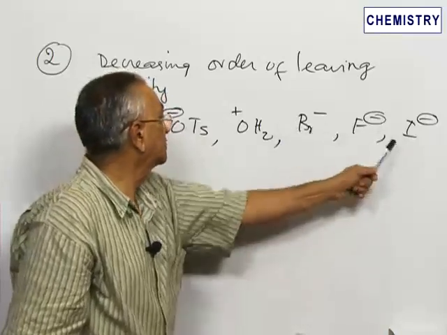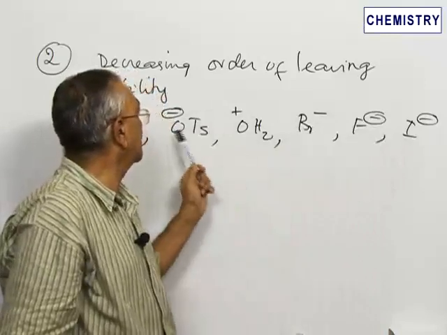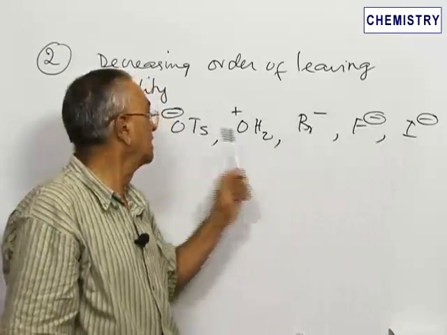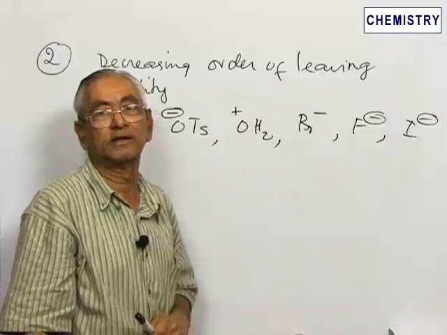Most of them are halides. Four of them, when you look at them, are halides, excepting these two. One is OTs and the other one is OH2 plus.